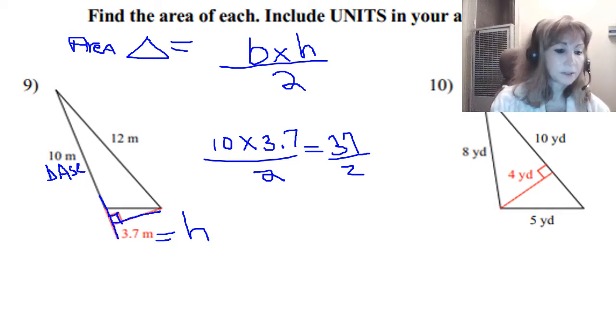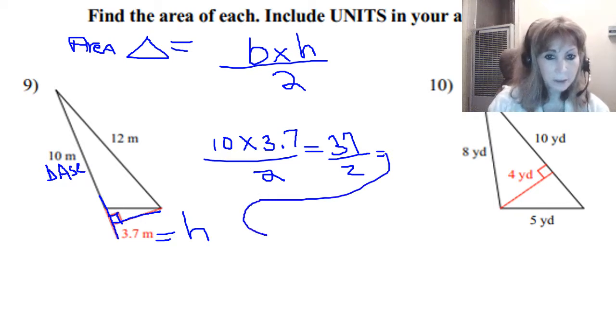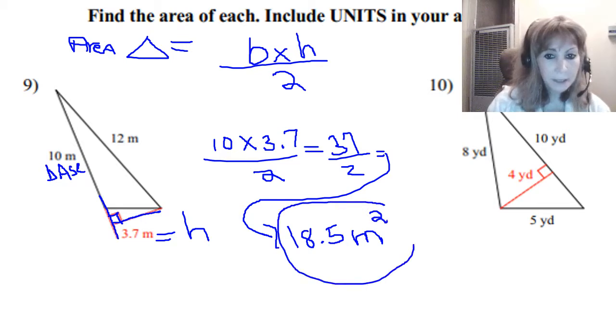And you should get 18.5. I'll go over here, 18.5 meters squared, or meters to the second power, same thing. And that's the area of that triangle right there.